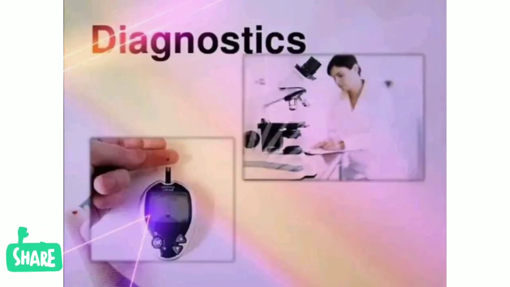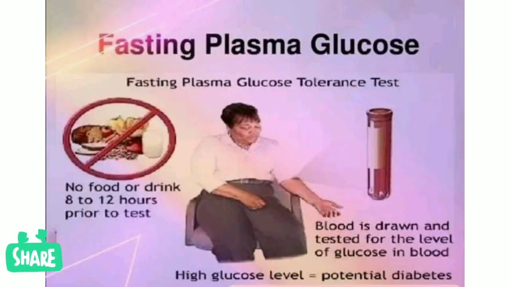We can diagnose it through a glucometer, the diagnostic device for sugar. This is how we can test our glucose. Fasting plasma glucose tolerance test: no food or drink 8 to 12 hours prior to the test. Then blood is drawn and tested for the level of glucose in the blood. High glucose level means potential diabetes.